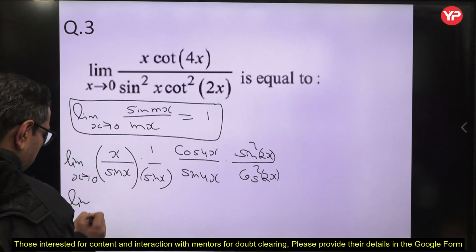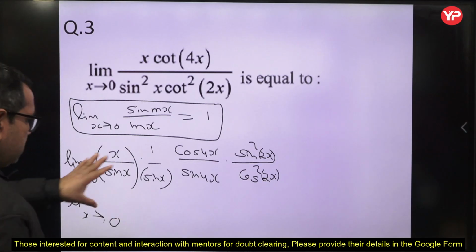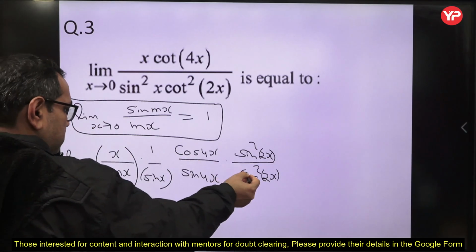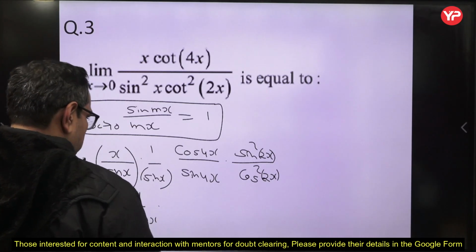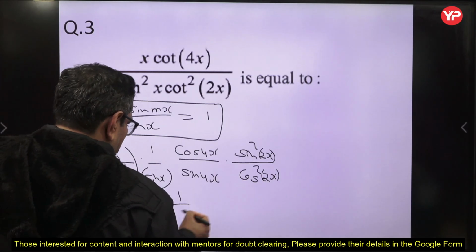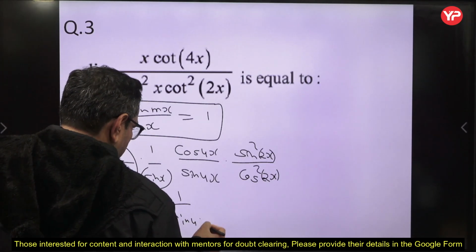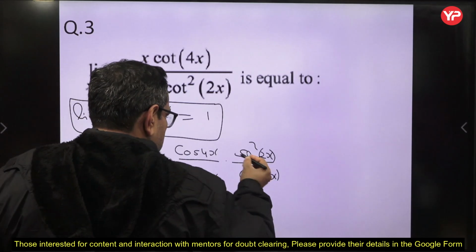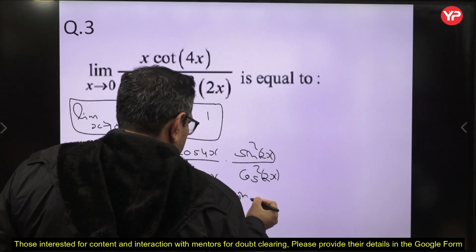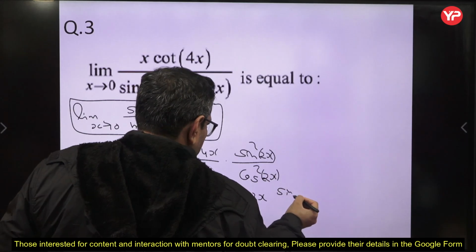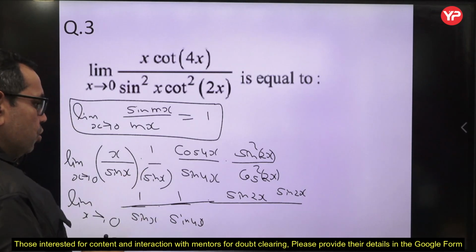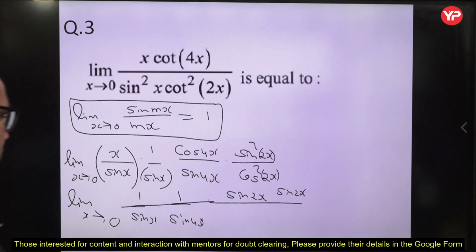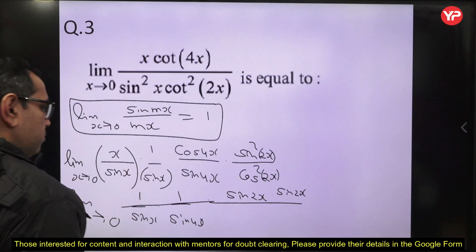So what I can do here, limit x tends to 0, this has become 1 and this is 1. So I am getting 1 upon sin x, into 1 upon sin 4x, into sin square 2x, which means sin 2x into sin 2x, in the numerator. And cos 0 is 1, cos 0 is 1 here also. This is the final result. Now what I can do, I have told you one formula.